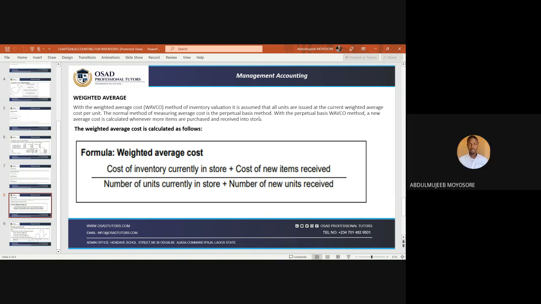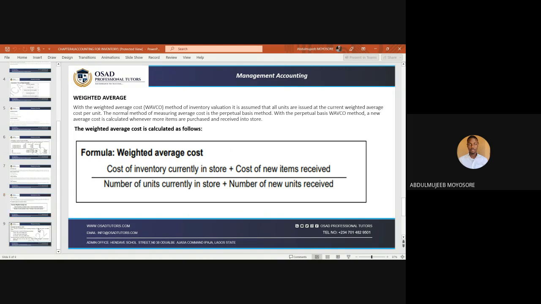Simple calculation, simple logic. Weighted average cost is the cost of inventory currently in stock plus the cost of new items received, divided by the number of units currently in stock plus the number of new units received.